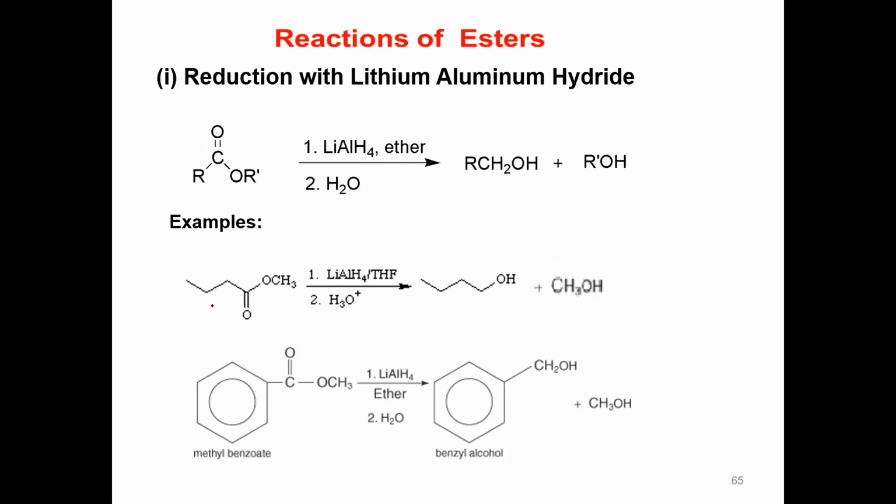So this is the reaction of ester. What will happen if you make ester undergo a reduction reaction with lithium aluminum hydride? What happens here is the ester will be reduced to produce an alcohol. Okay, there are two alcohols here.